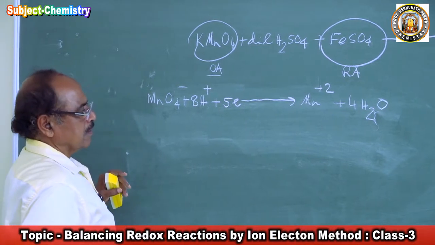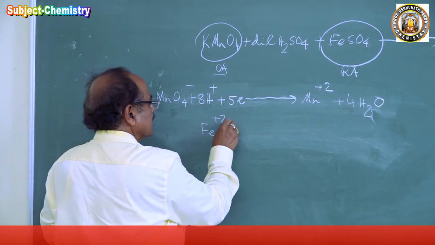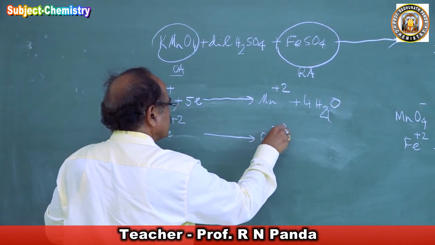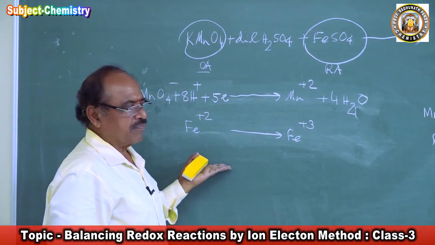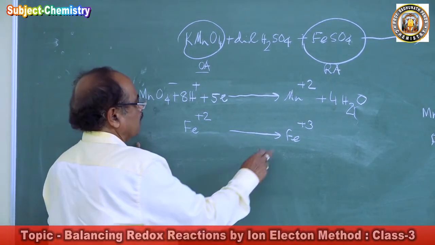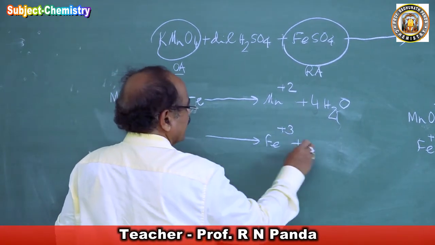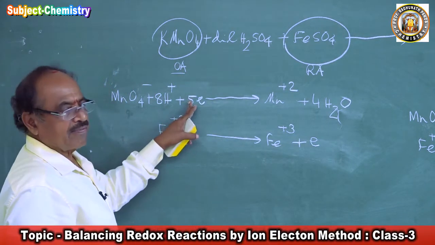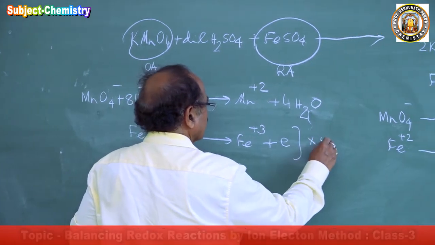It is balanced. Then the Fe plus 2 is becoming what? Fe plus 3. Ferrous sulfate is becoming ferric sulfate. There is no oxygen, so we'll only balance the charges by adding electrons. So here is 1 electron, here are 5 electrons. So we'll simply multiply this by 5.